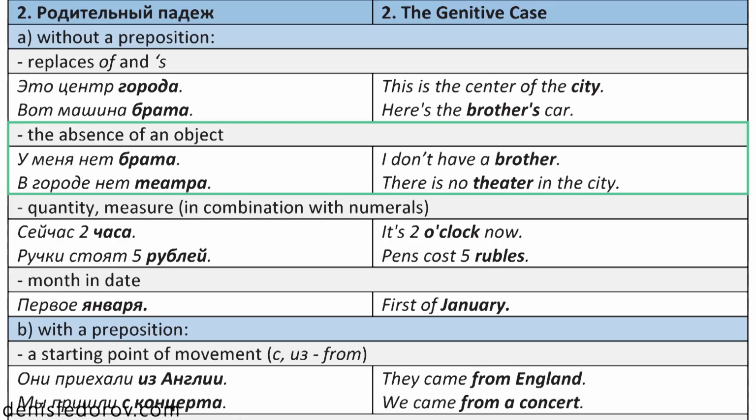The absence of an object. У меня нет брата. I don't have a brother. В городе нет театра. There is no theater in the city. Quantity measure in combination with numerals. Сейчас 2 часа. It's 2 o'clock now. Ручки стоят 5 рублей. Pens cost 5 rubles. Month in date. 1 января, 1st of January.